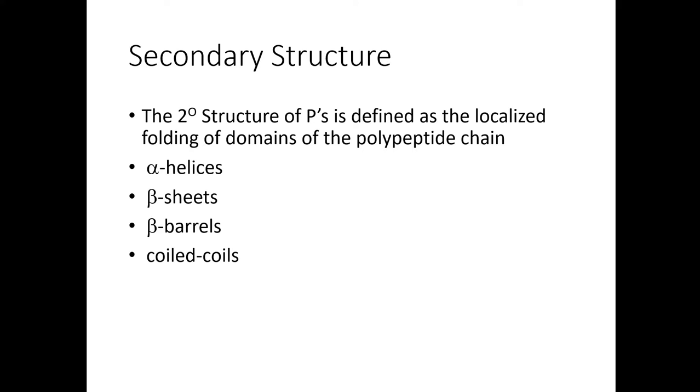Okay, now we are going to discuss the secondary structure of protein. What is secondary structure? This can be defined as the localized folding of domains of the polypeptide chain. But I will not include domain in the secondary structure, because domain is the well-defined subunit of protein that will come in the tertiary structure of protein.